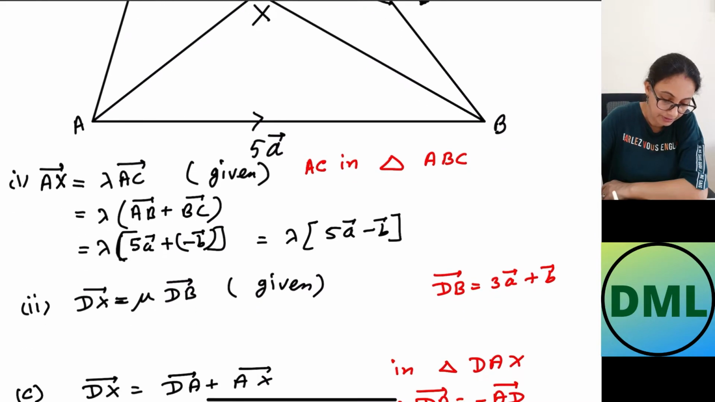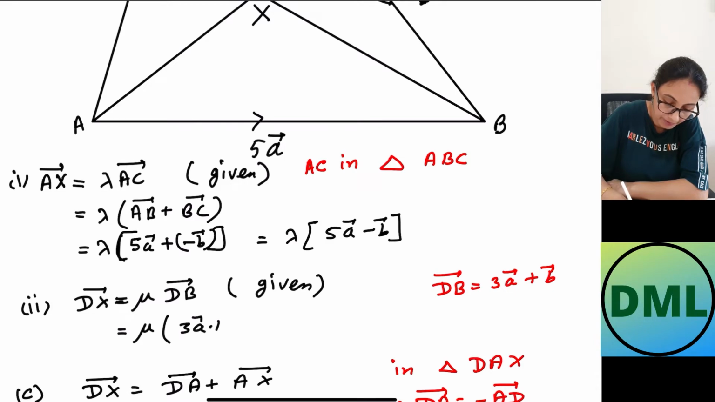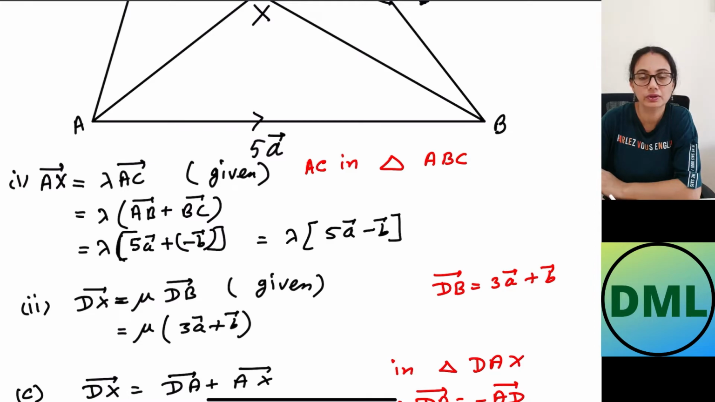Now it's given to us that DX vector is equal to mu times DB vector. Now the DB vector, we just figured out earlier, is 3a plus b. I'll substitute the value here. That will be mu times (3a plus b). In this case, we don't have any value that we can equate, we have DX in terms of mu. So what we are going to do here is write DX again in terms of lambda.